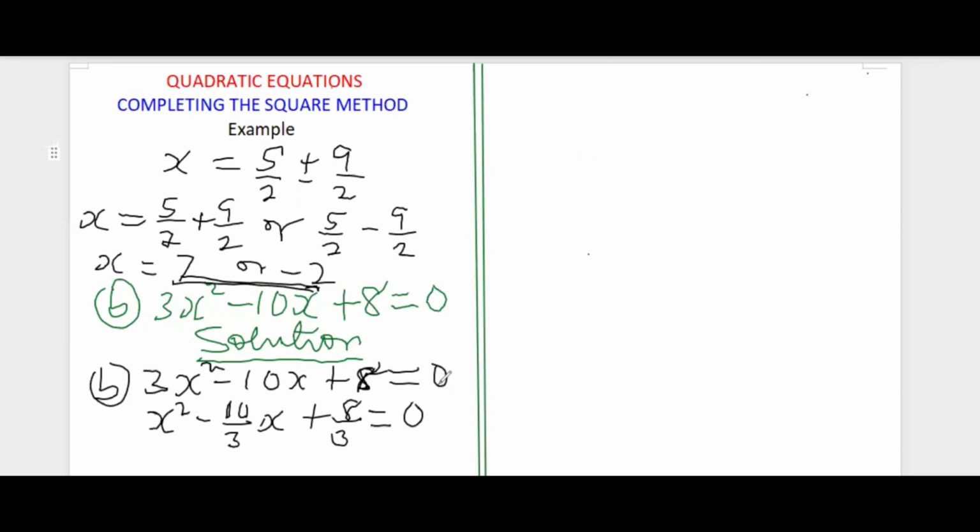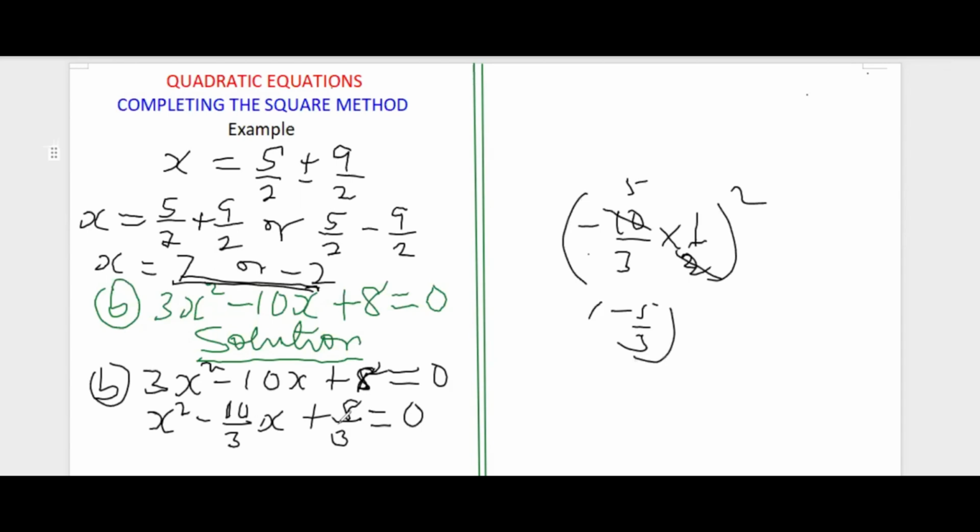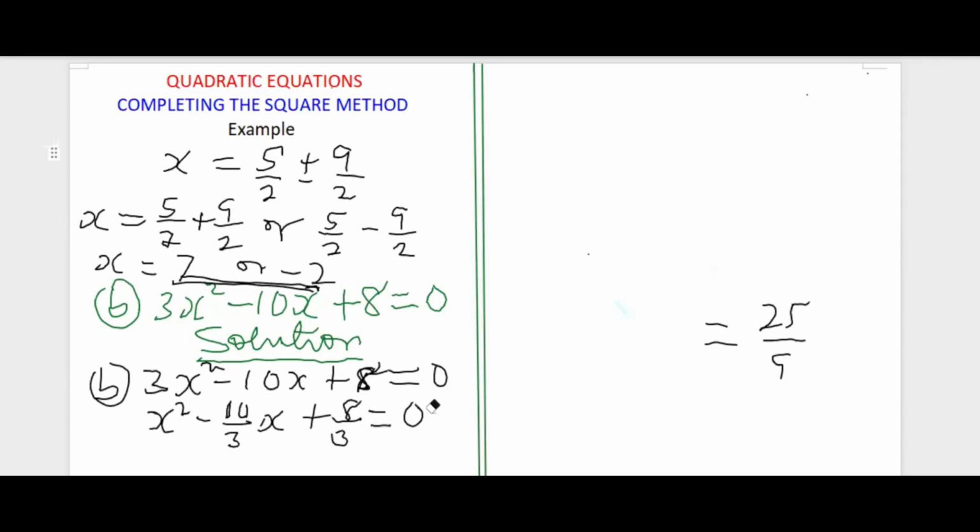So from here, we now ask what is half of this, squared. Half of that is minus 10 over 3 times half, so squaring it, that is minus 5 over 3 squared, which is 25 over 9. Unfortunately, here we don't have 25 over 9. That means we throw this one to the right, and now introduce that 25 over 9 there, since that is what will make it perfect.